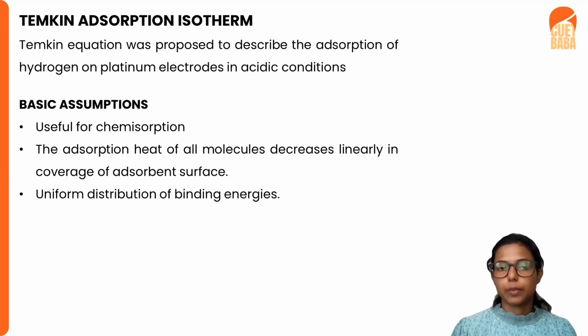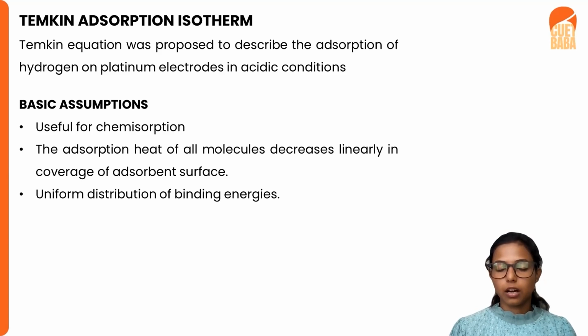Next, we are going to discuss the Temkin adsorption isotherm. The Temkin equation was first proposed to describe the adsorption of hydrogen on a platinum electrode in acidic condition. The basic assumption of this adsorption isotherm is that it is mainly useful for chemisorption, that is chemical adsorption processes. Here we consider that the heat of adsorption of all molecules decreases linearly with coverage of the adsorption surface. We saw that adsorption is an exothermic process. There will be a release of heat when a gas molecule gets adsorbed on the solid surface.